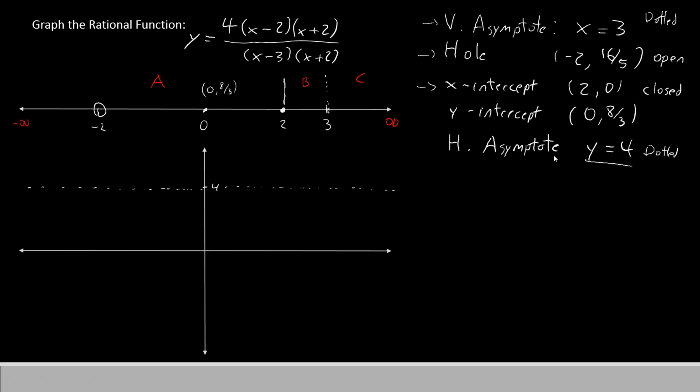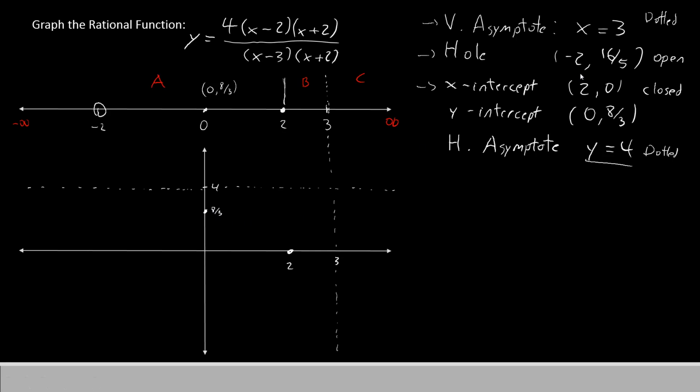Now that I've drawn the horizontal asymptote, I'll continue drawing the vertical asymptote here, like this. This is still 3. I will place the x-intercept on the axis, right here at 2. I'll also place the y-intercept over here at 0, 8/3. It'll be just a little bit below 3.